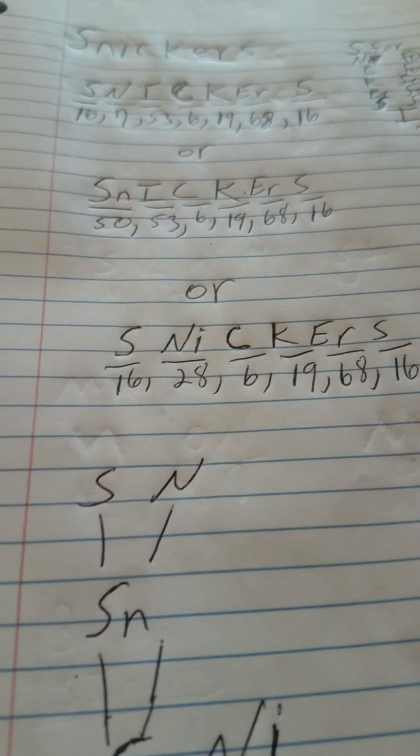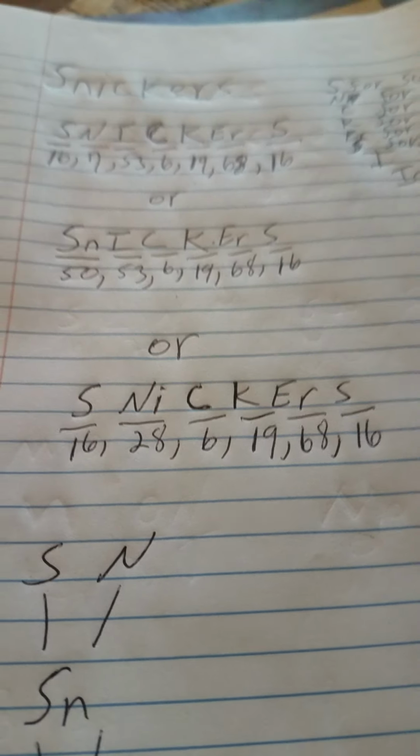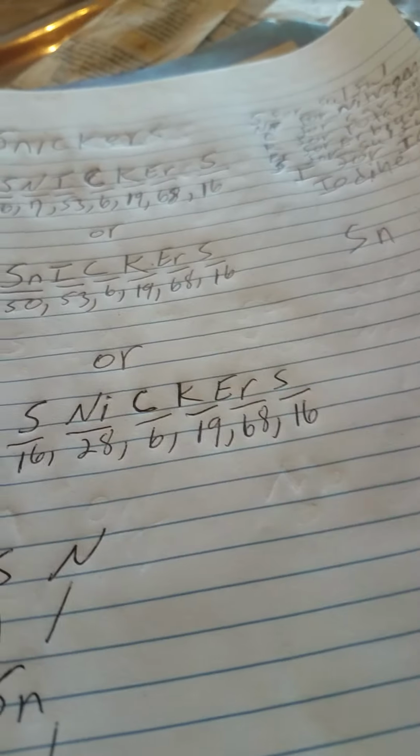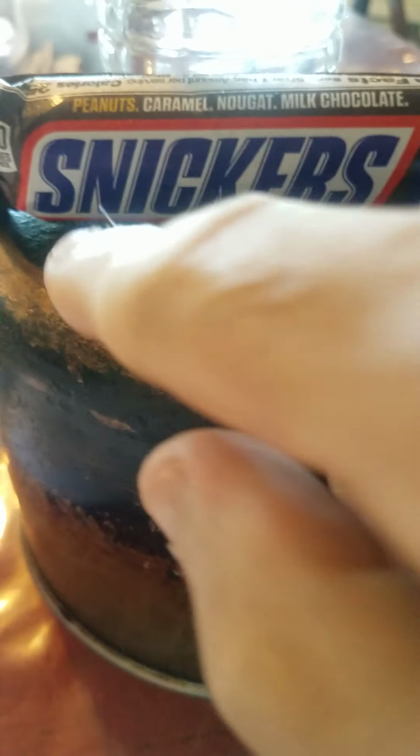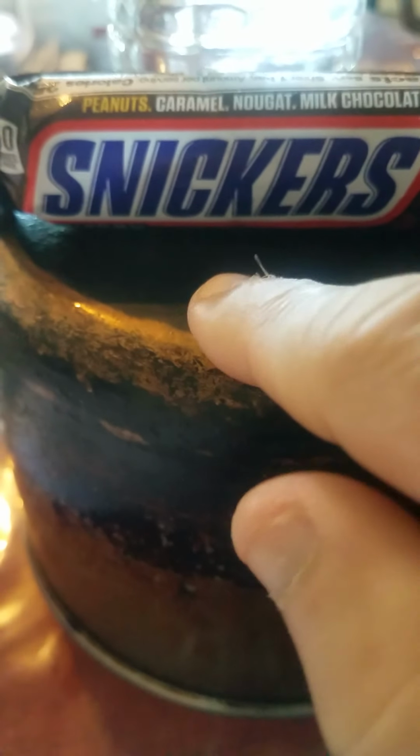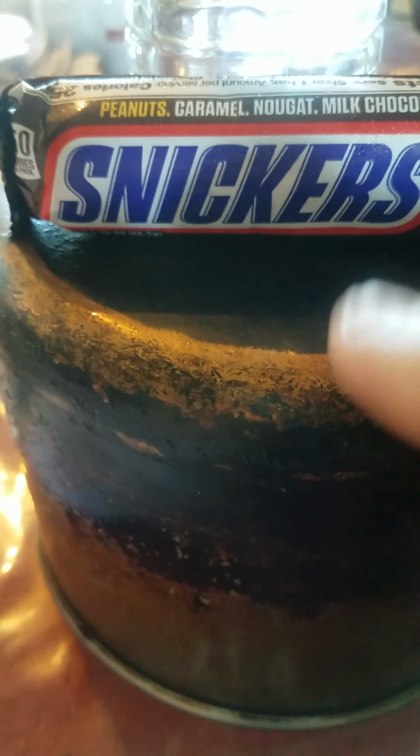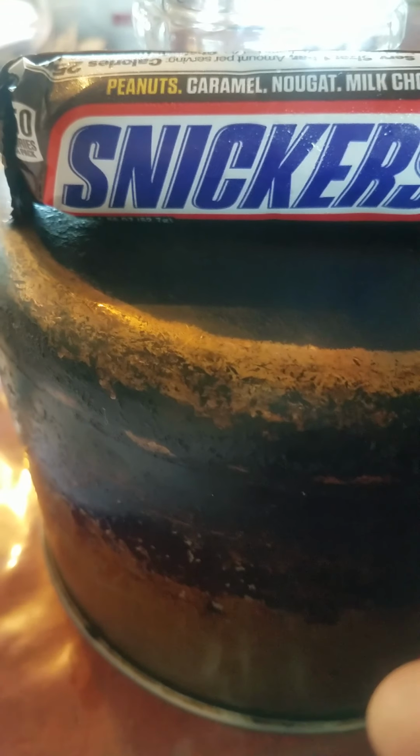I want to write all this down in the description box below, okay? Go to the description box below. And there you have the Snickers bar, okay? Remember, okay? And that's the Snickers bar. The Snickers bar, if you see one in the store, now you know. You can say to yourself, oh, S-N-I-C. Oh, sulfur, nitrogen, iodine, carbon, potassium, erbium, sulfur.